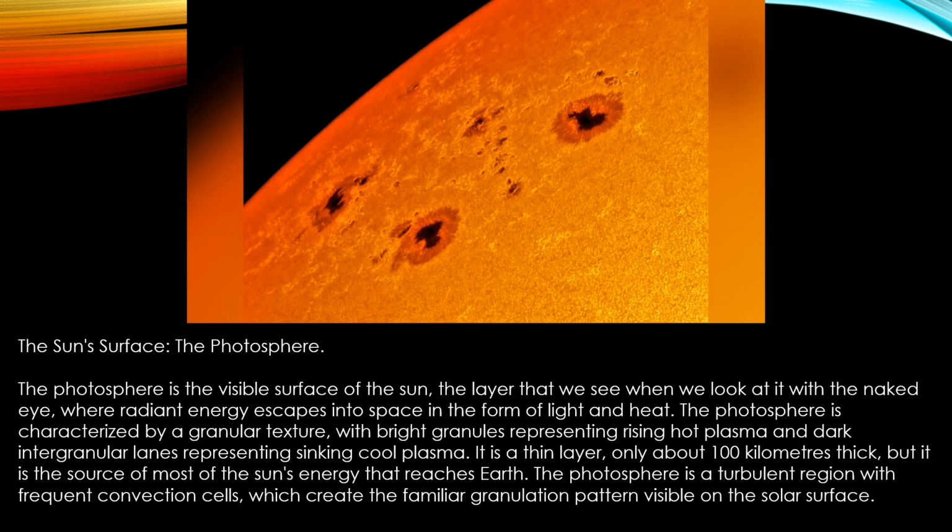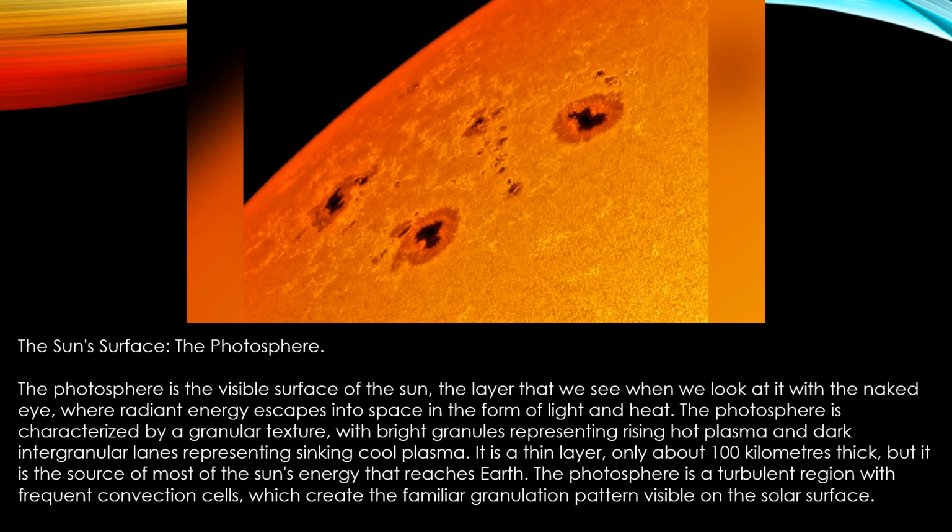The Sun's surface. The photosphere is the visible surface of the Sun, the layer that we see when we look at it with the naked eye, where radiant energy escapes into space in the form of light and heat. The photosphere is characterized by a granular texture, with bright granules representing rising hot plasma and dark intergranular lanes representing sinking cool plasma. It is a thin layer, only about 100 kilometers thick, but it is the source of most of the Sun's energy that reaches Earth.